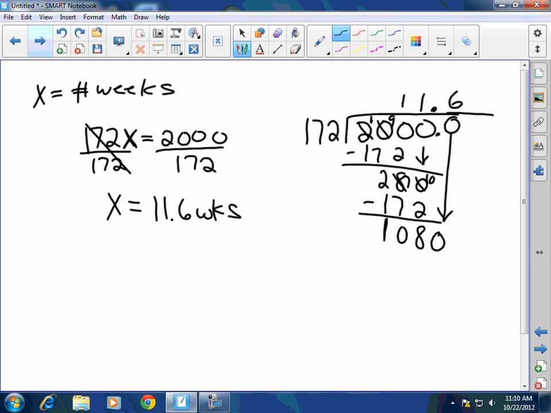How many weeks was it? Yes, you round up to 12 weeks. Because that's how long it's going to take. She'll have it after 11.6 weeks, but basically after 12 weeks, she'll have the money.